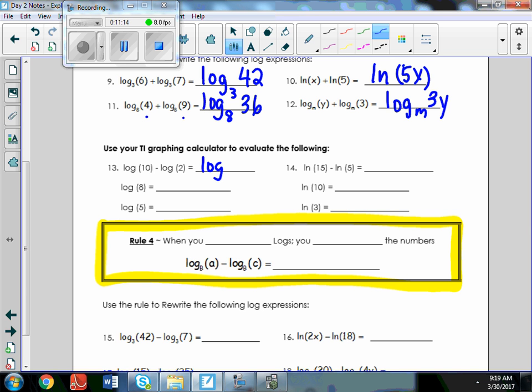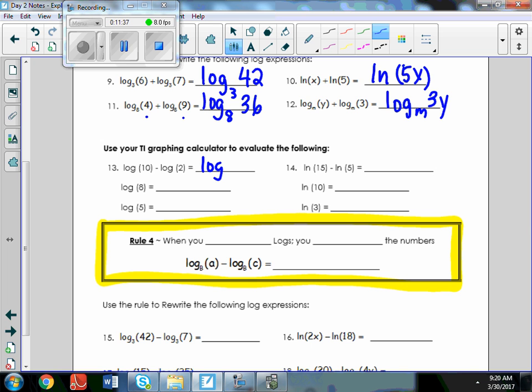Can anybody predict what you think is going to happen based on the last rule? When we add same base logs, we really rewrote them as multiplication. When we subtract same base logs, what do you predict might happen? Yeah, that's exactly what's going to happen. So go ahead and fill it out, and you'll check, and you'll catch that it's division.